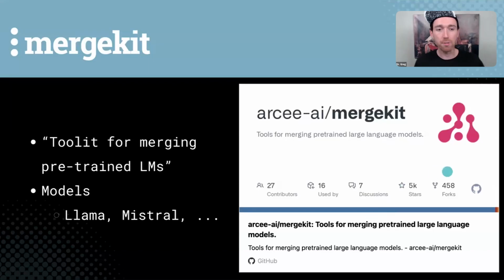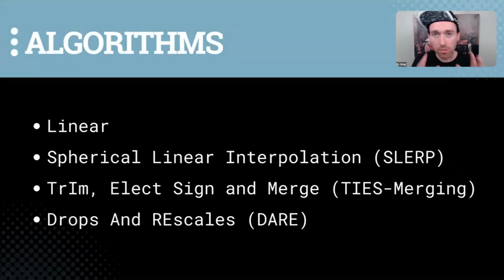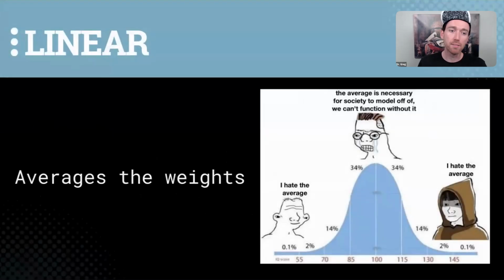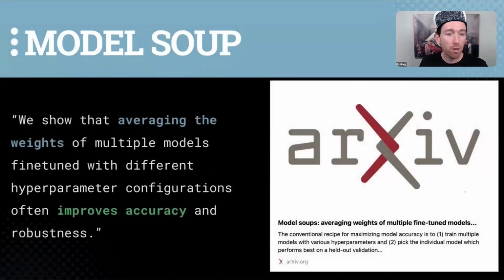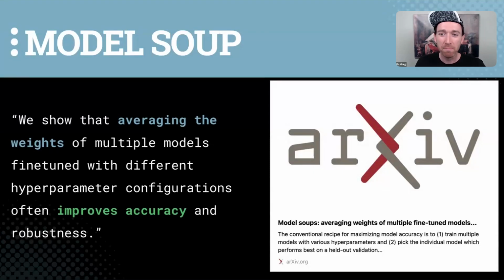Let's talk about those merging algorithms. The first one is the most simple one. I already alluded to it. It's the linear approach. We're just literally averaging the weights. Now, if you want to be sophisticated about it, you could call it the model soup approach. Actually, that is what the paper says. It involves averaging the resultant model weights created by hyperparameter optimization experiments. And when we do this, we actually get better accuracy.